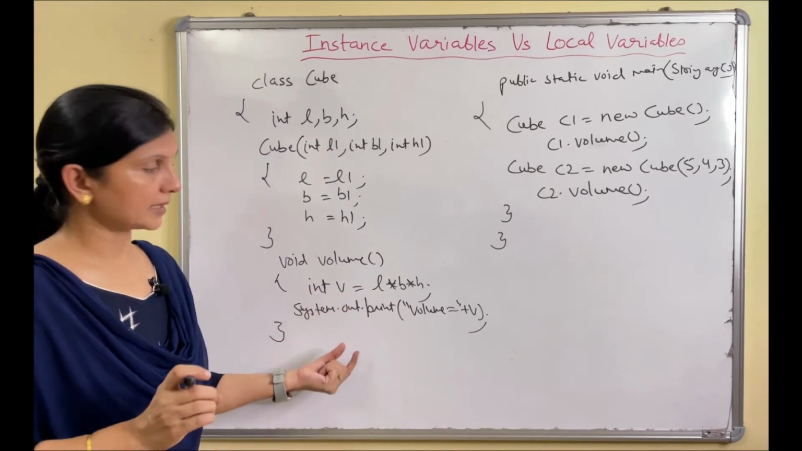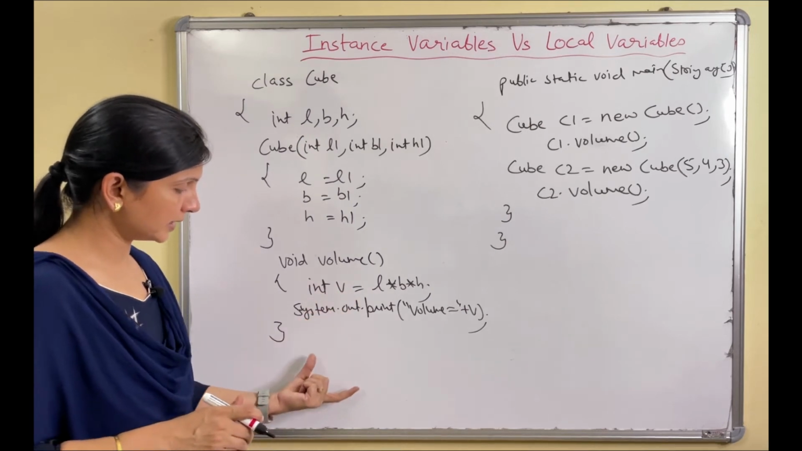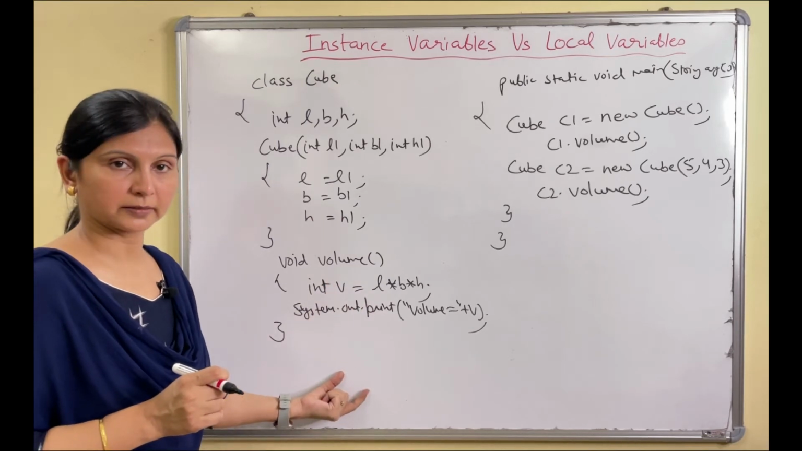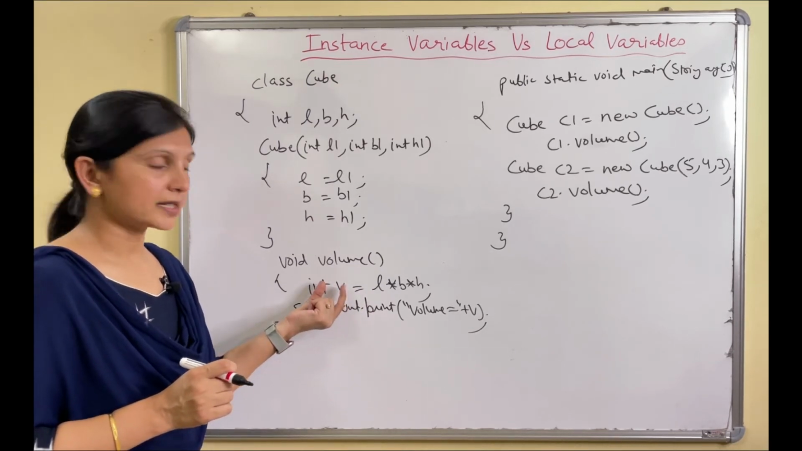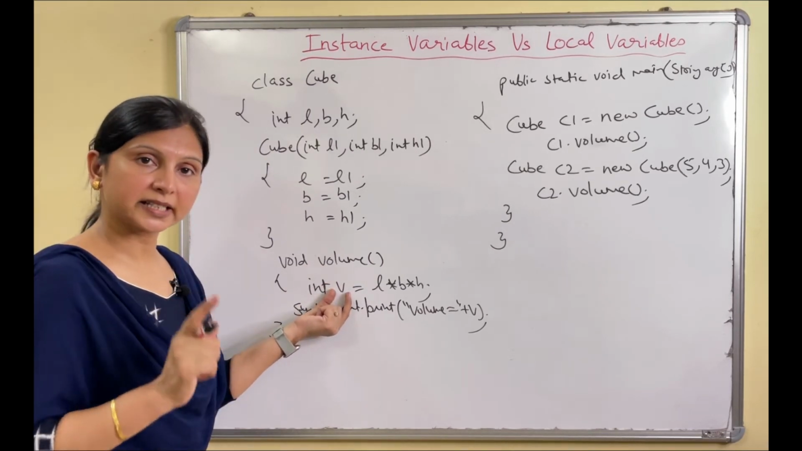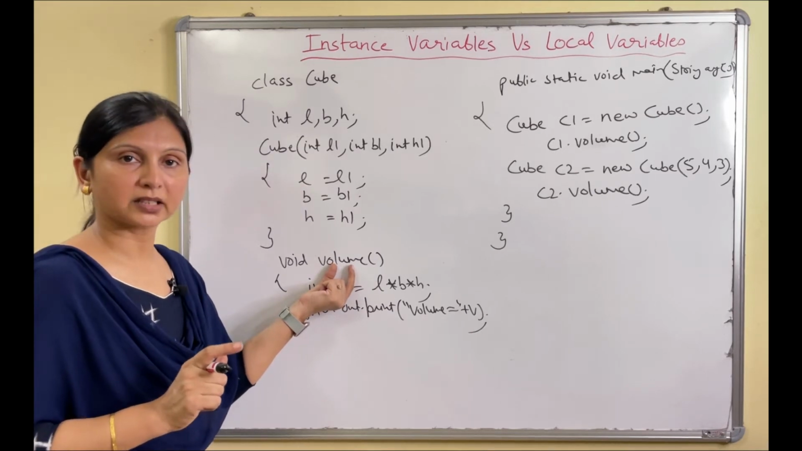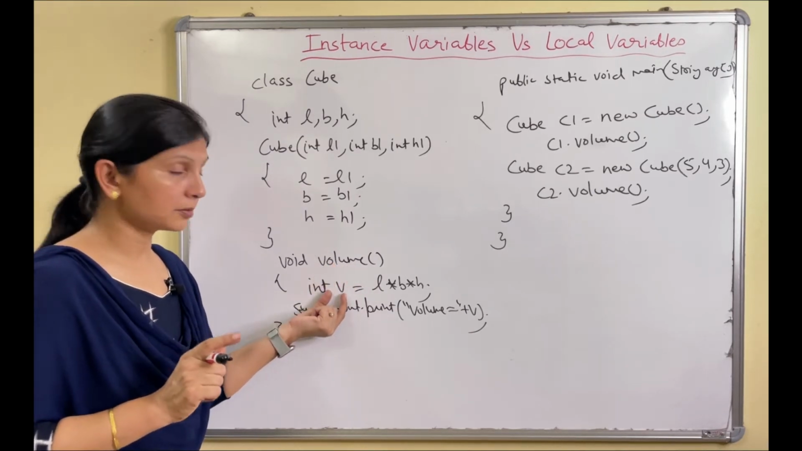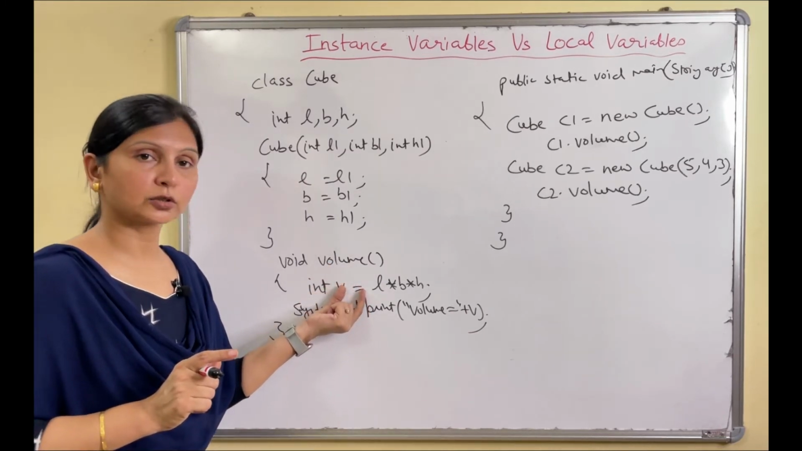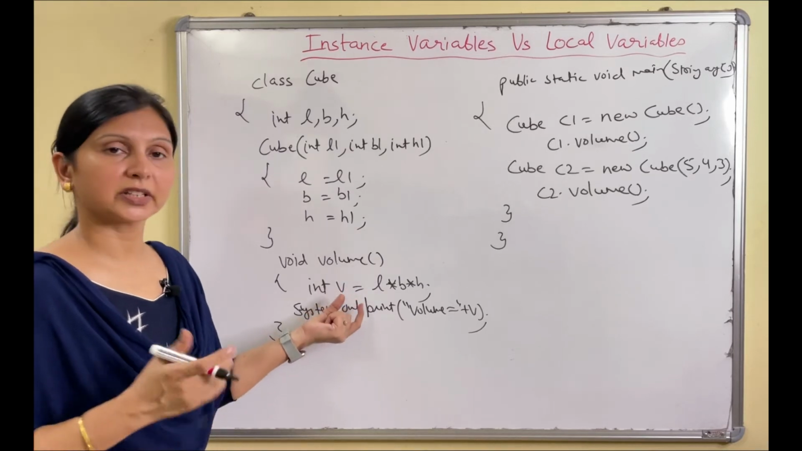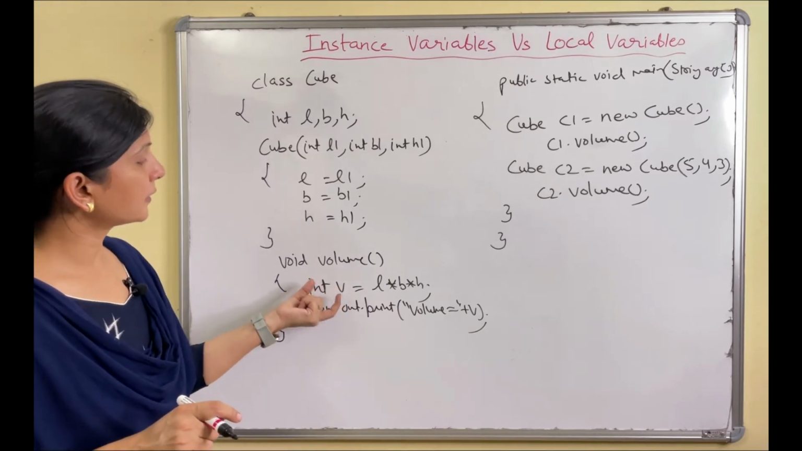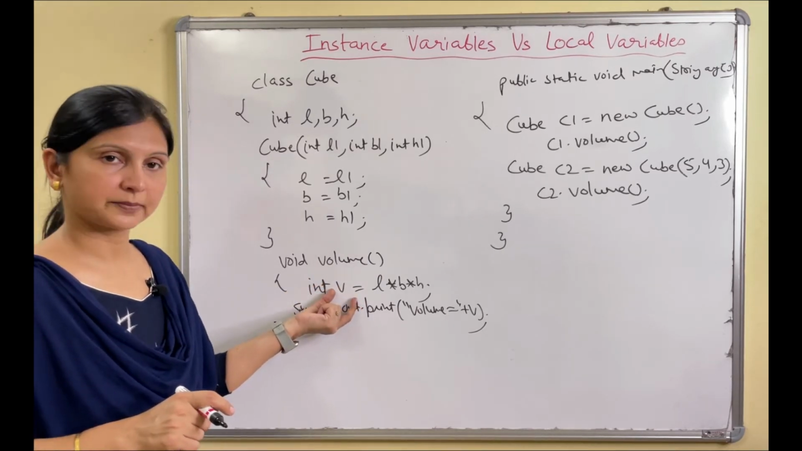No, I cannot use this v if any other method, like display, is there. So I cannot display v in that method. This is a local variable. Its scope is only within this method. So this local variable is created when this particular method is started, and it is destroyed when this method is exited, or we can say when the control comes out from this method, this variable will be destroyed, right? And default values will not be assigned to this.